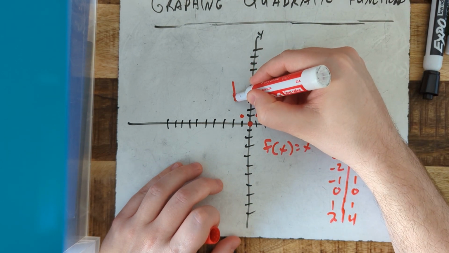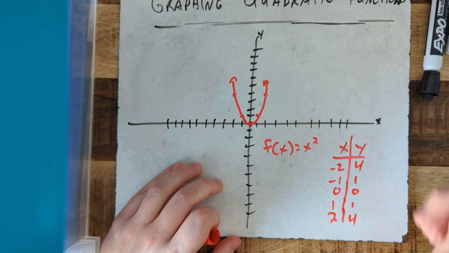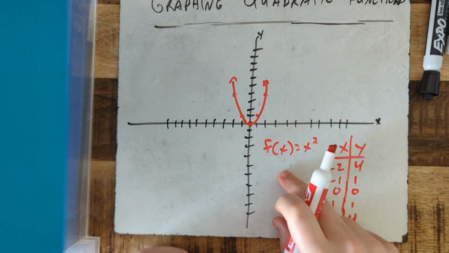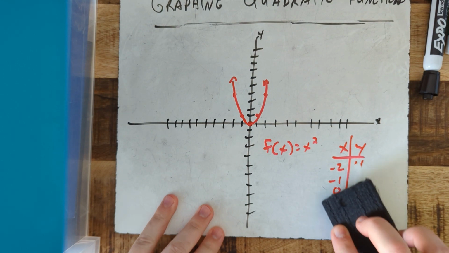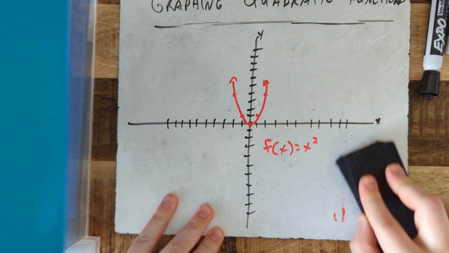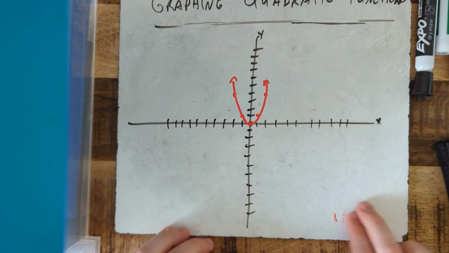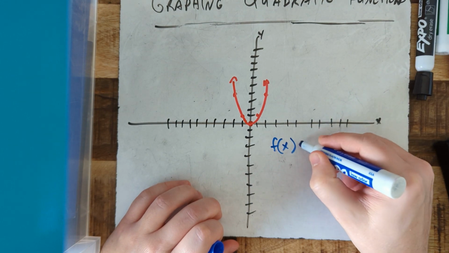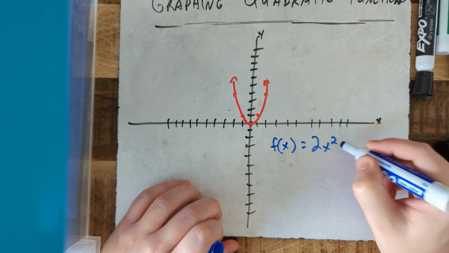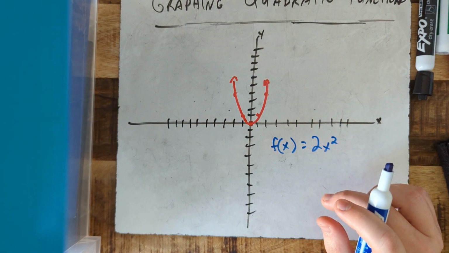So here is our basic graph. That's our parent function, and that's what it's going to look like on our graph. Now let's add a number in front and see how that works. I'm going to do this one in blue, and we're going to go f of x is 2x squared. So we have a number, 2, in front of our x.